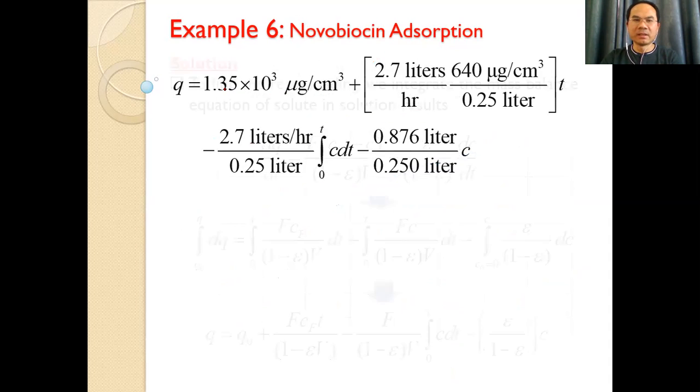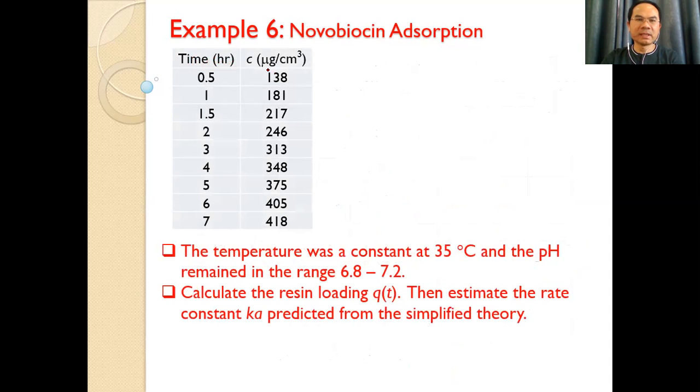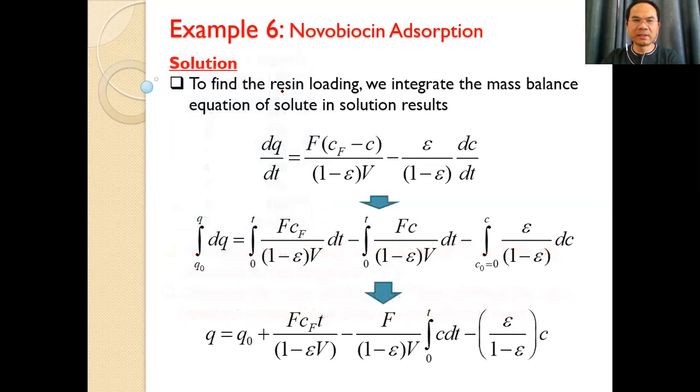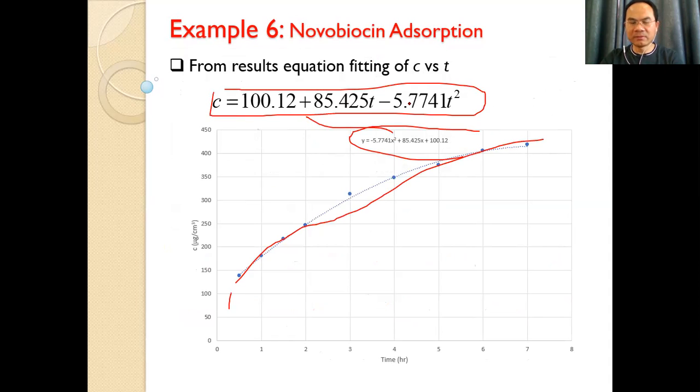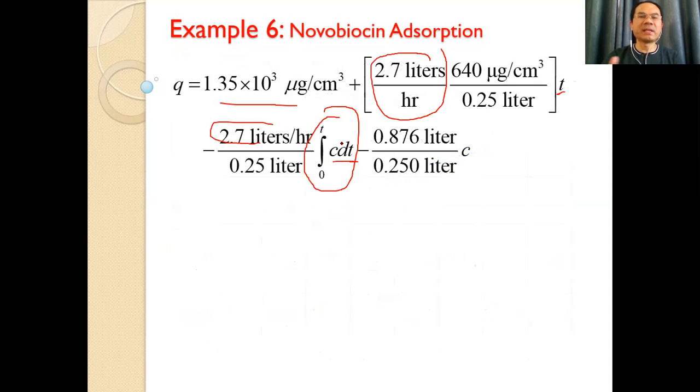How to do this? We plot C from this data with time, and then you fit the equation. This is C. You get C as a function of time. You substitute C into this equation, and then you integrate. From this case, you substitute C and integrate, and you get Q as a function of time.